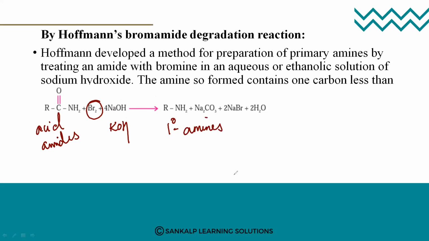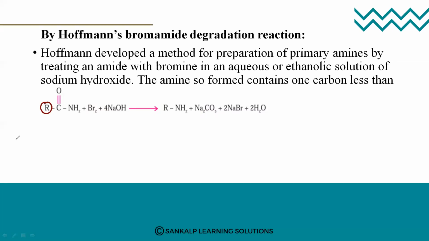Here, what you can see is that the amine which is formed contains one carbon less than the parent amide. You can see two carbons are there, and here only one carbon is there. So in the product side there is one carbon less. So this reaction is called a degradation reaction. This is also a very important reaction, so we'll practice it now.